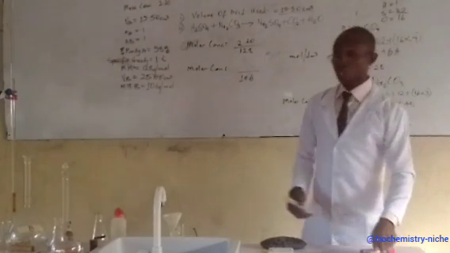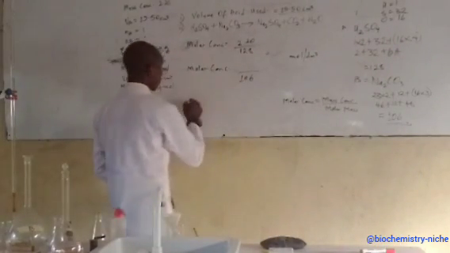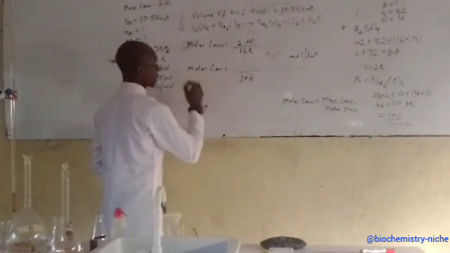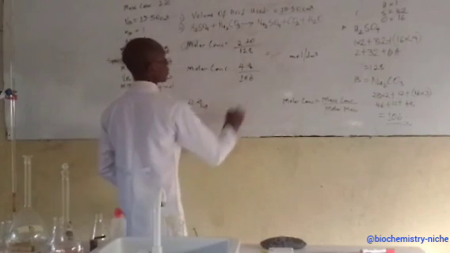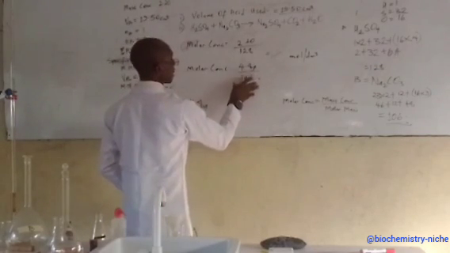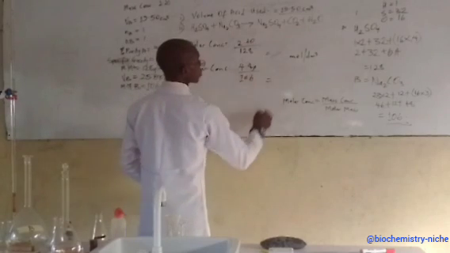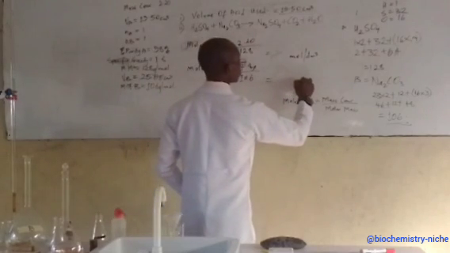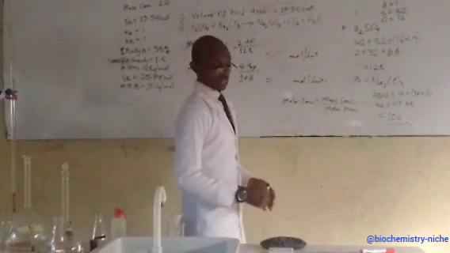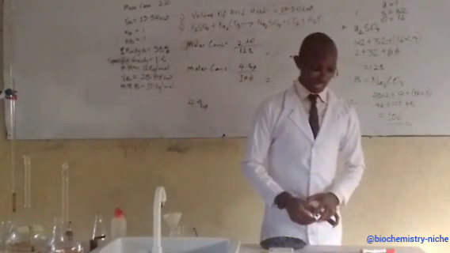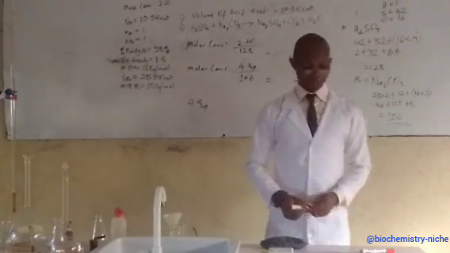for this example, let's assume the mass concentration is 4.8 grams. So we have 4.8 grams divided by 106, that will also give us a value which is going to also be in moles per dm³. So I want to believe that you understand what we are talking about.